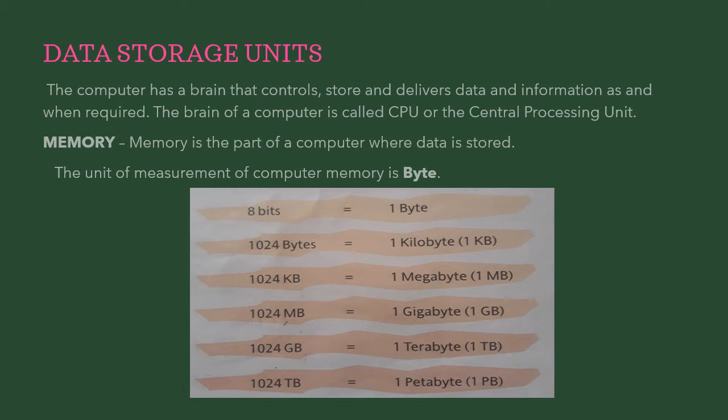8 bits is equal to 1 byte. 1024 bytes is equal to 1 kilobyte. 1024 kilobytes, KB means kilobyte, is equal to 1 megabyte, or you can say MB. 1024 megabytes is equal to 1 gigabyte, 1 GB, and 1024 GB is equal to 1 terabyte. 1024 TB, or terabytes, is equal to 1 petabyte.